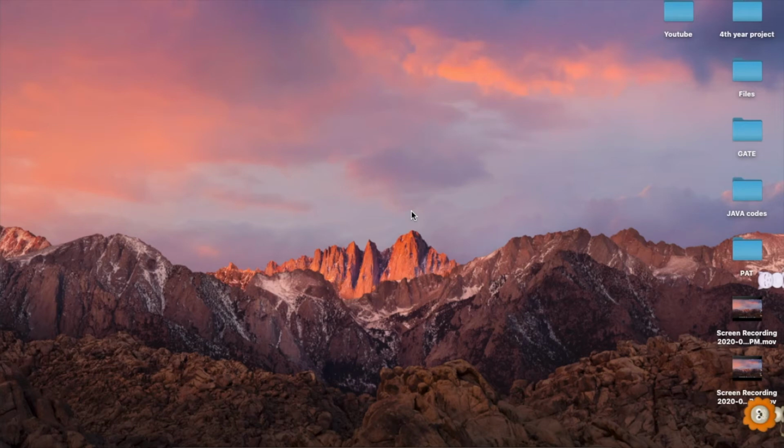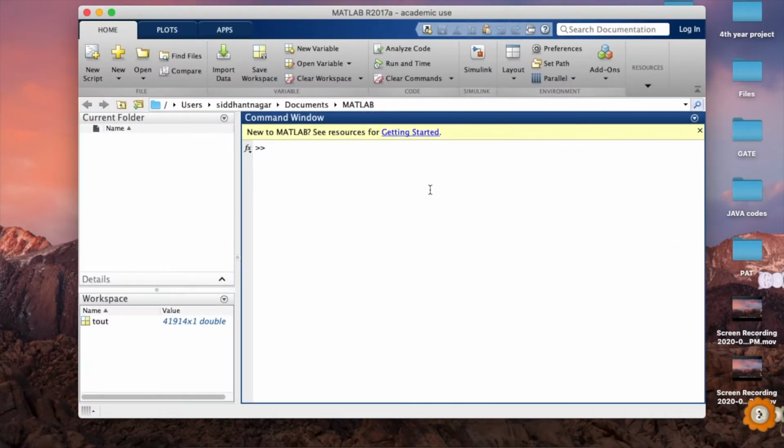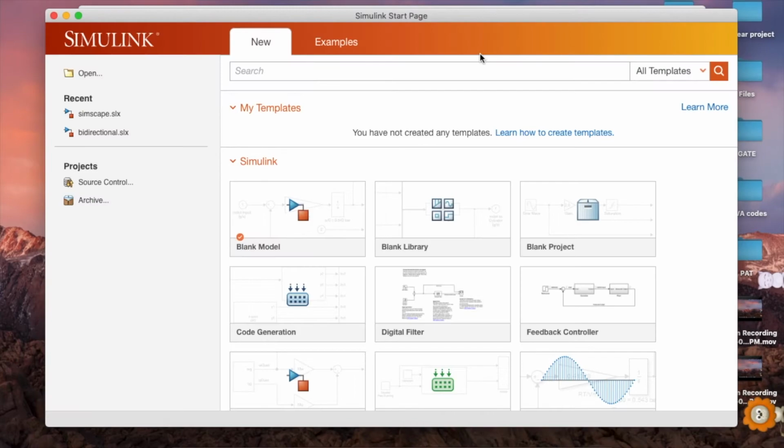Hey everyone, so in today's video we are going to design and simulate a boost converter in MATLAB Simulink. We know a boost converter is a type of DC-DC converter that steps up the input voltage. It's like a transformer but for DC. So for simulation, let us open MATLAB and Simulink, a blank model.